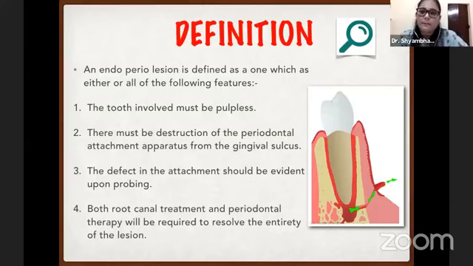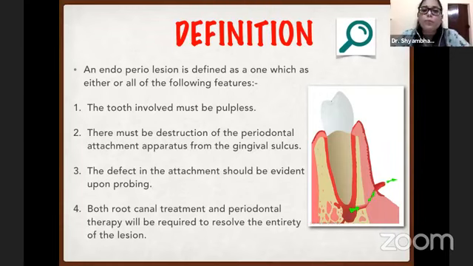So if the tooth is not pulpless, then there must be periodontal detachment and damage of the gingival sulcus as well. So that should also be there, or both together can also be there. Or there is a defect in the attachment which should be evident on probing. So probing using a normal Williams probe, you can see whether there is a loss of attachment or not, hence understanding whether there is periodontitis or not. And also, both root canal treatment and periodontal therapy can be required to resolve the entirety of the lesion.